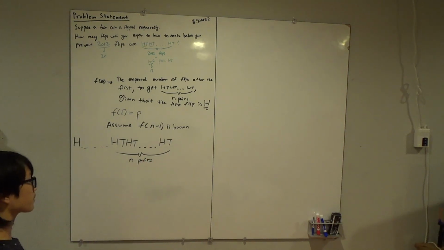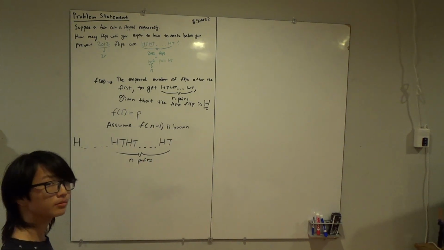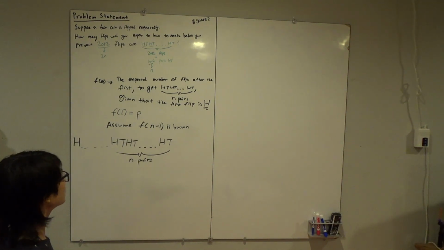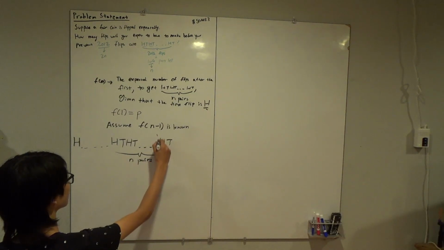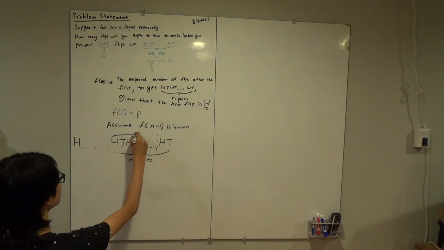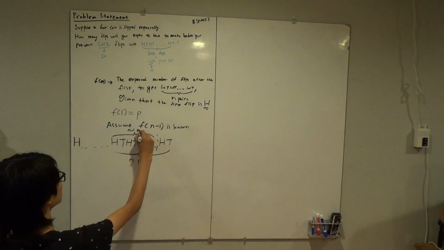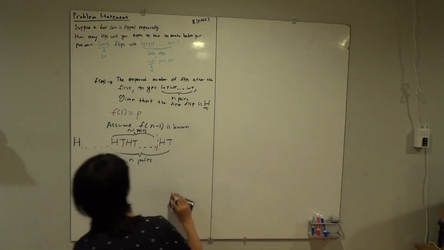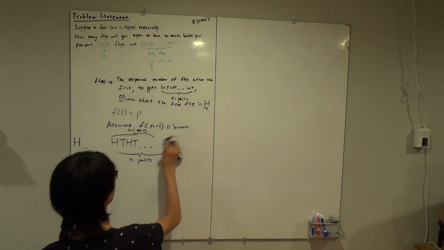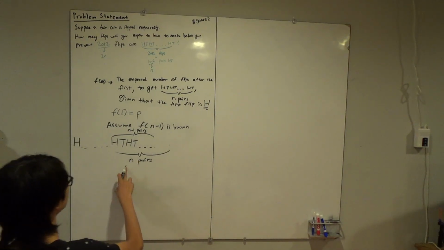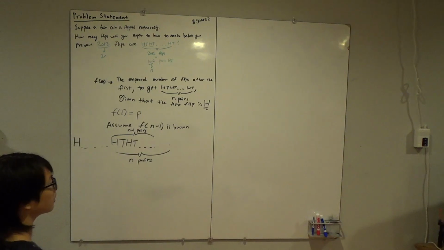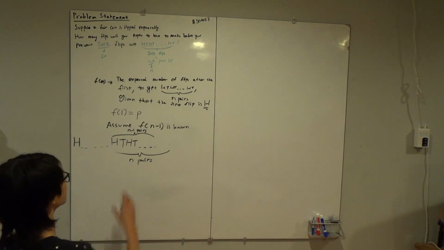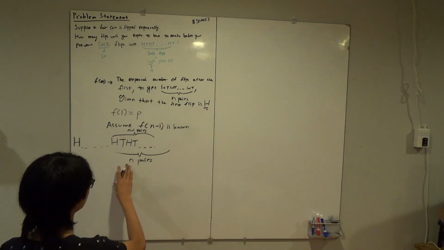Well, for this to happen, we must first have gotten n minus 1 pairs of HTs, right? Because if we just cut off this last HT, this is just n minus 1 pairs of HTs. So before we get our final state, we have to first reach this n minus 1 state. However, it's not necessarily the case that every time we reach the n minus 1 state, we will also reach the end state.